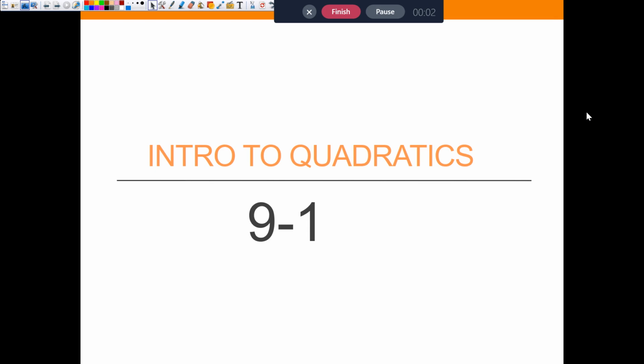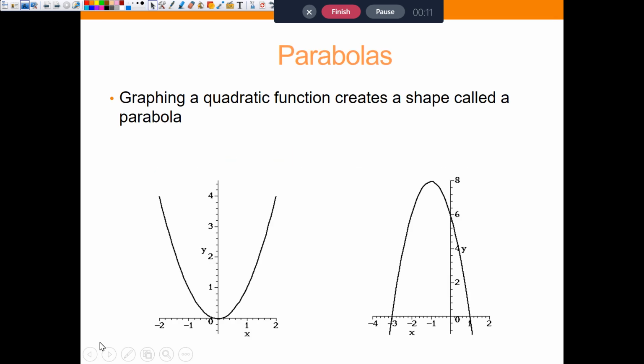Intro to Quadratics. Graphing a quadratic creates a shape called a parabola.